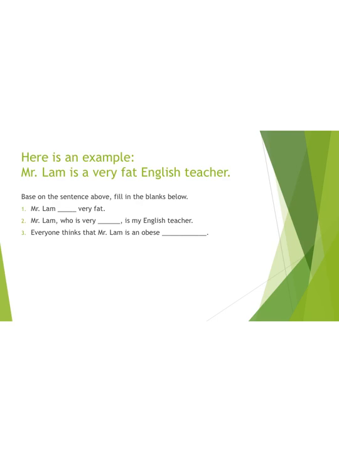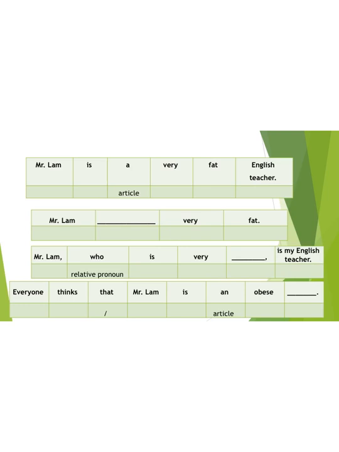Here's an example. Mr. Lam is a very fat English teacher. Based on the sentence above, fill in the blanks below. This should be a piece of cake for all of you, but it's very important to notice the blanks and try to find out what part of speech is missing. For the first one, Mr. Lam blank very fat. Obviously, a verb is missing here, so is.